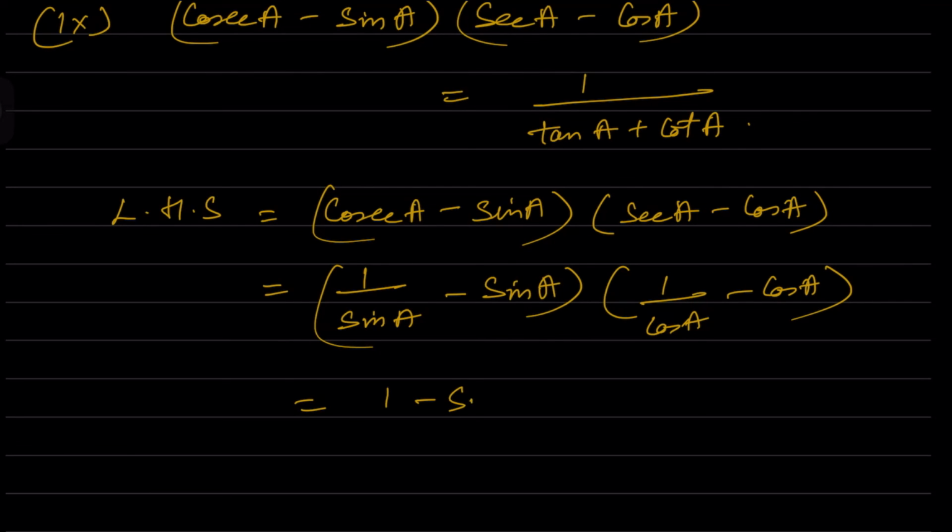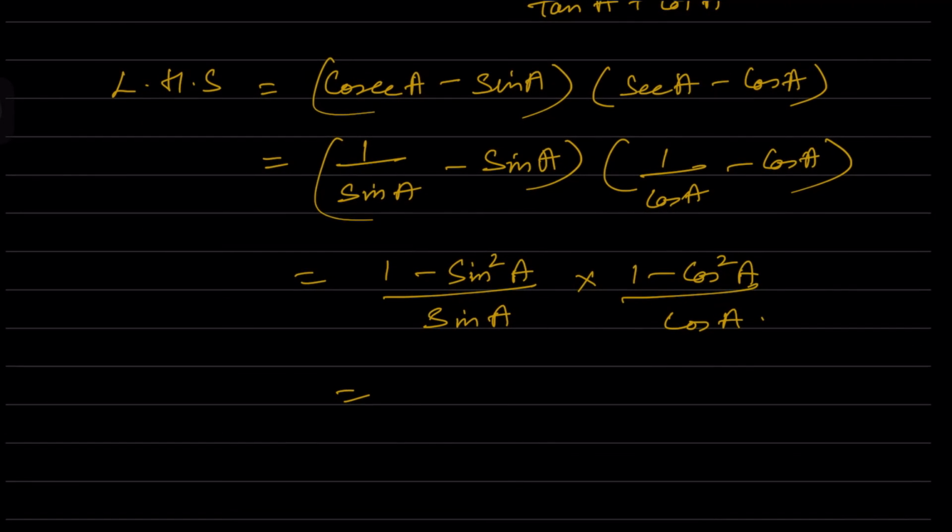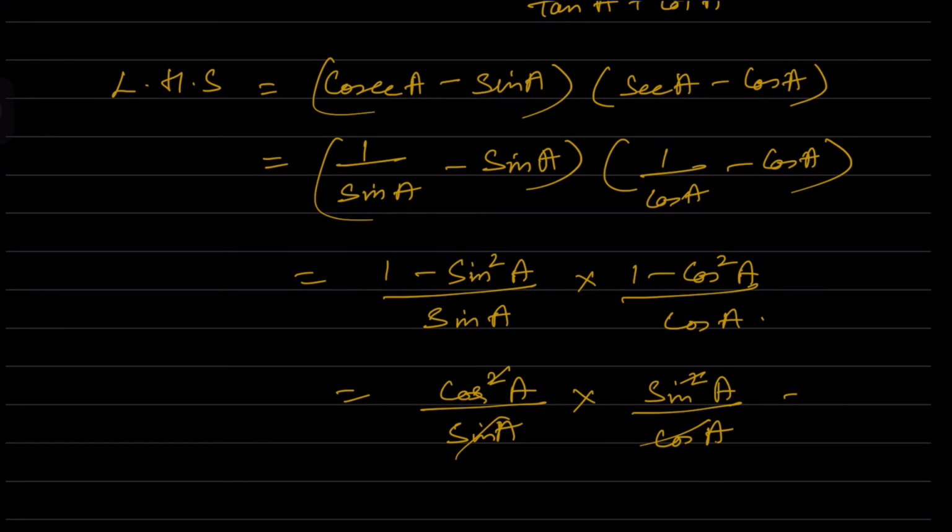So which is equal to (1 minus sin square A) by sin A into (1 minus cos square A) by cos A. So now 1 minus sin square A is nothing but cos square A by sin A into sin square A by cos A. So you are getting this 1 here, one term will get cancelled. So you are getting here cos A into sin A.